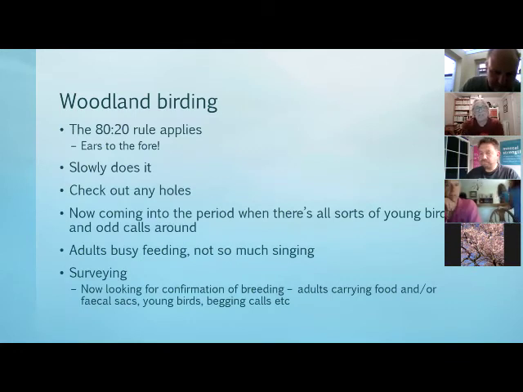Before we get onto the species, just to give you some clues in terms of actually birding in woodland, especially if you are surveying, it's very much the 80-20 rule here, with the ears to the fore. You will hear so much more than you will see, especially now that the leaf cover is well out on beech woods and most of the other woodlands. Any chestnut woodlands and that sort of area, it's very difficult to see things, and you will hear much more than you will see.